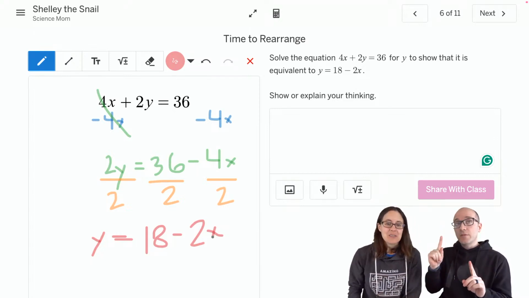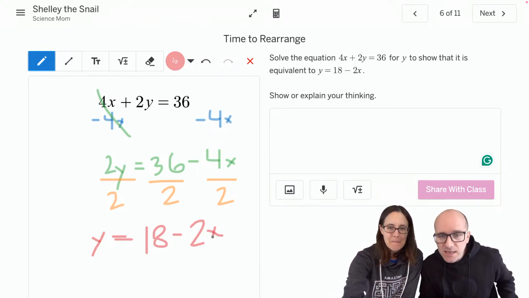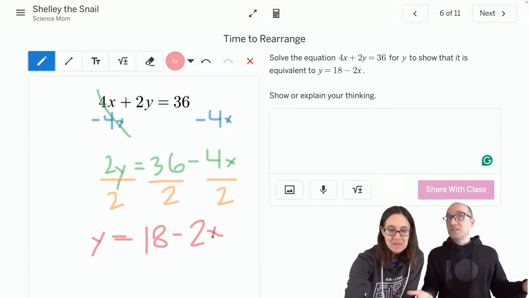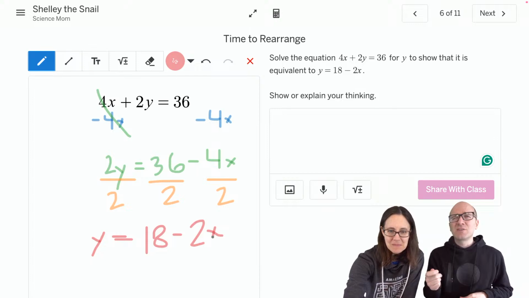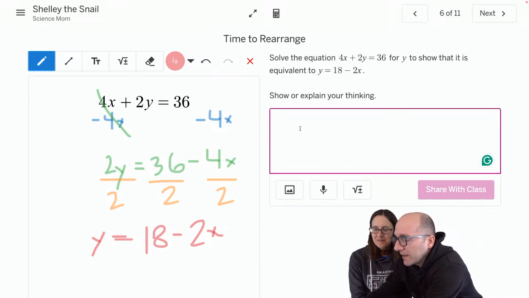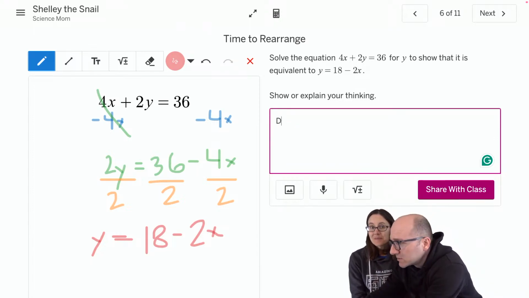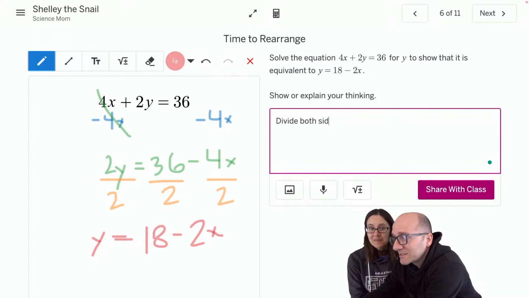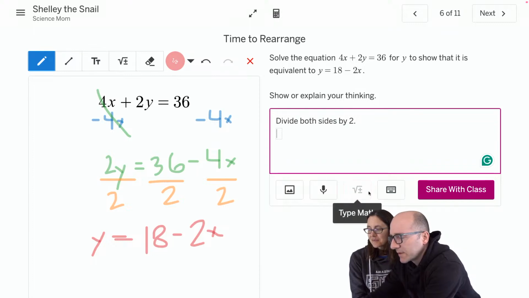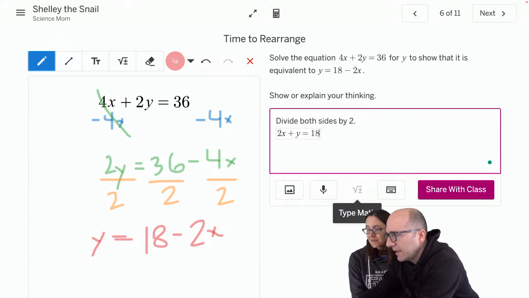There was another route that I saw students using. So Sammy and others decided that they wanted to just start by dividing both sides by 2, because they knew eventually they didn't want 2y, they wanted just y. Yep. So in that case, if we start out by dividing by 2, and I like how you typed out your thought process, several of you. So divide both sides by 2. So in that case, we're going to get 2x plus y equals 18.